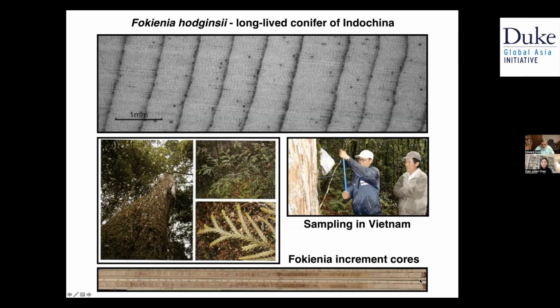And here's a couple of increment cores from Fokienia, and you get to see all the annual rings here. Wow. They're all telling us something about past climate, among other things, environmental variability, but there's a lot of climate information in them. So this was a massive discovery by Brendan in particular for reconstructing climate in Eastern Asia and Southeast Asia back 1,000 years or more.